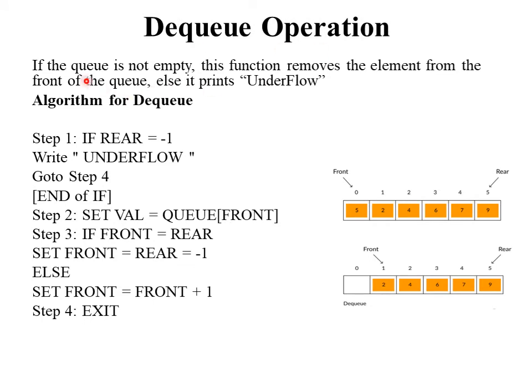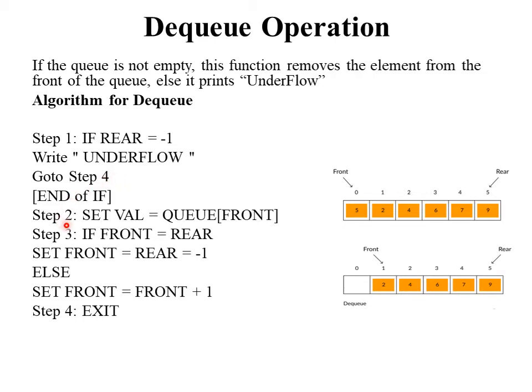Dequeue operation. If the queue is not empty, this function removes the element from the front of the queue, else it prints underflow. Algorithm for dequeue. Step 1. If rear is equal to -1, write underflow. Go to step 4, end of if. Means first we check queue is empty or not. If queue is empty, then write underflow and stop this algorithm.